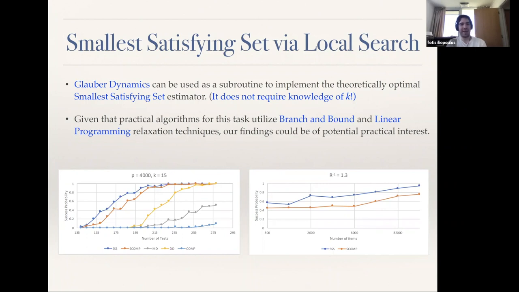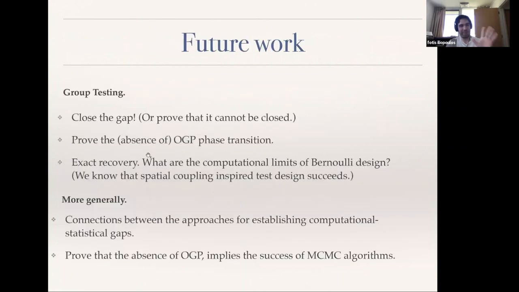So with that being said, that's all I had to say. Oh, sorry, future work. For future work, we are working on trying to close the gap. We're working on trying to analyze Glauber dynamics to close the gap. And we're also working on trying to understand if Bernoulli group testing is good for exact recovery as well, not just approximate recovery, because at least our simulations show that the Bernoulli group test design is also good for exact recovery. But more generally, in this area of computational statistical gaps, the main two directions are the following.